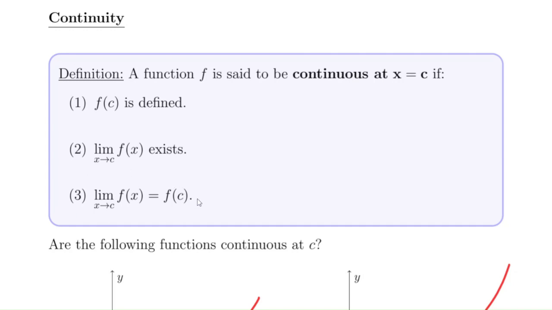So actually, if the third condition is satisfied, then it implies that the other two are satisfied. Because if these two things are equal, then that means f of c has to be defined, and this limit has to exist. So it's really the third condition here that's kind of important. It implies the other two conditions. Okay, so what does this mean? Well, it means that if you're trying to find the limit as x approaches c of a function f, if it's continuous, you can just plug in c to find the answer.